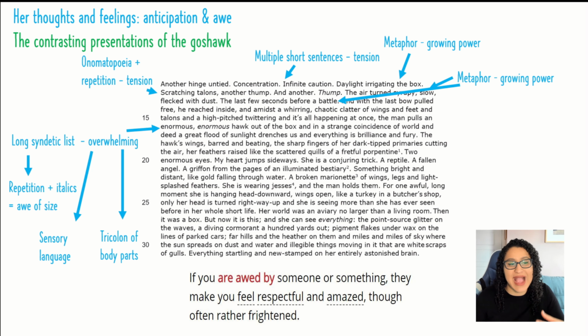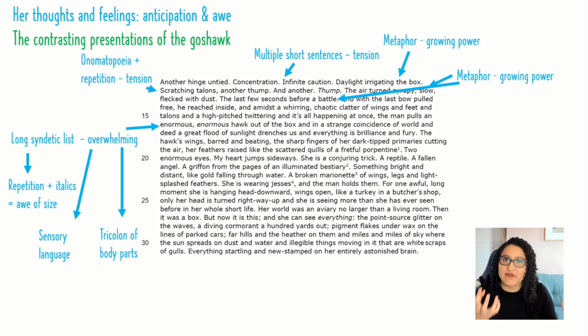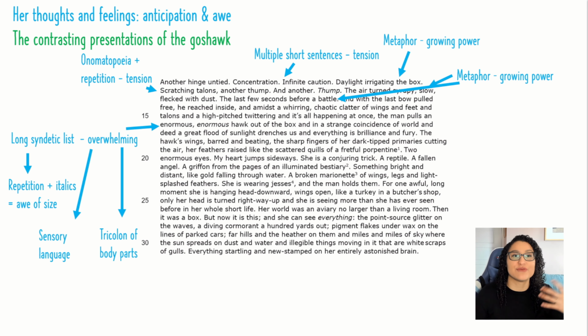"A great flood of sunlight drenches us, and everything is brilliance and fury." So first of all, the great flood of sunlight drenching them. Remember how I said with the daylight irrigating the box, that was like the growing power? Well, that image has taken a step further now. It's gone from daylight to sunlight drenching rather than irrigating. Notice the water imagery continuing, irrigate versus drench. It's an escalation of our bird's power.